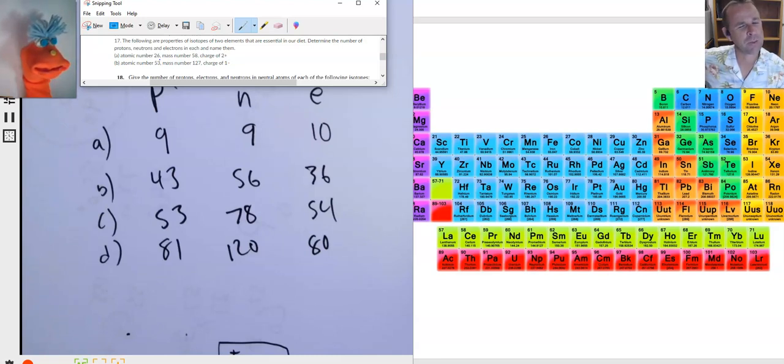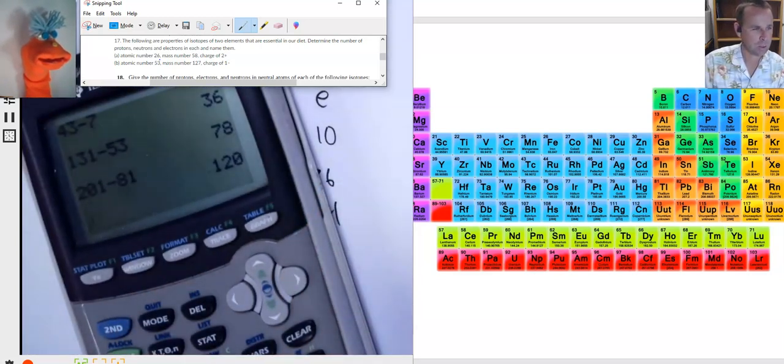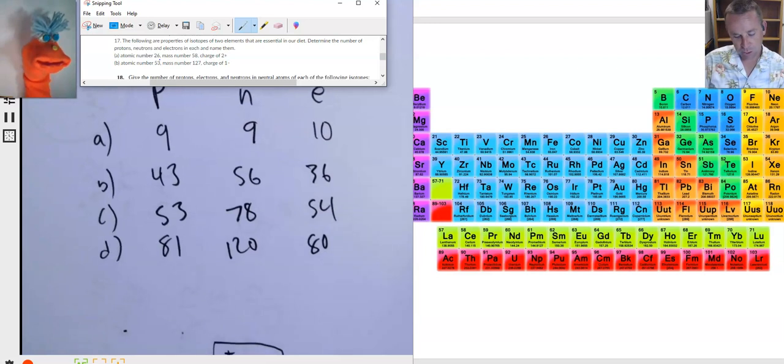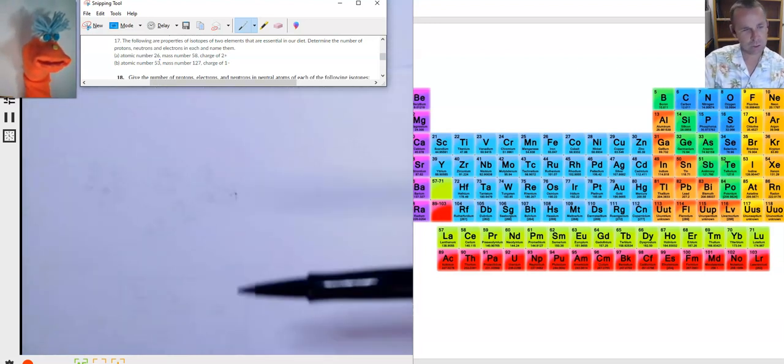53. Atomic number 53. What is that? That is the iodine again. Good. Mass number 127. The number of protons, neutrons, and electrons. So how many neutrons? 127 minus 53. Put that on the calculator. 127 minus 53. 74 neutrons. Good. Charge minus 1. Yeah, that means it has 54 electrons. One more negative charge than positive charges. Good.